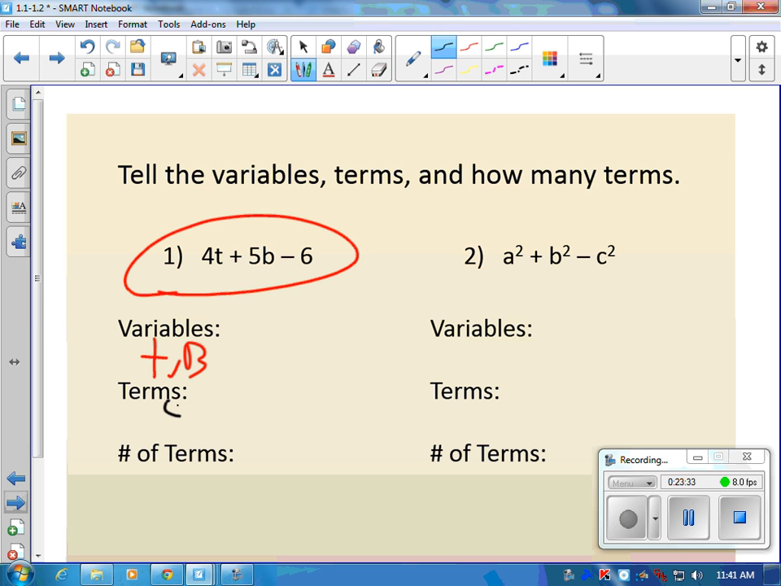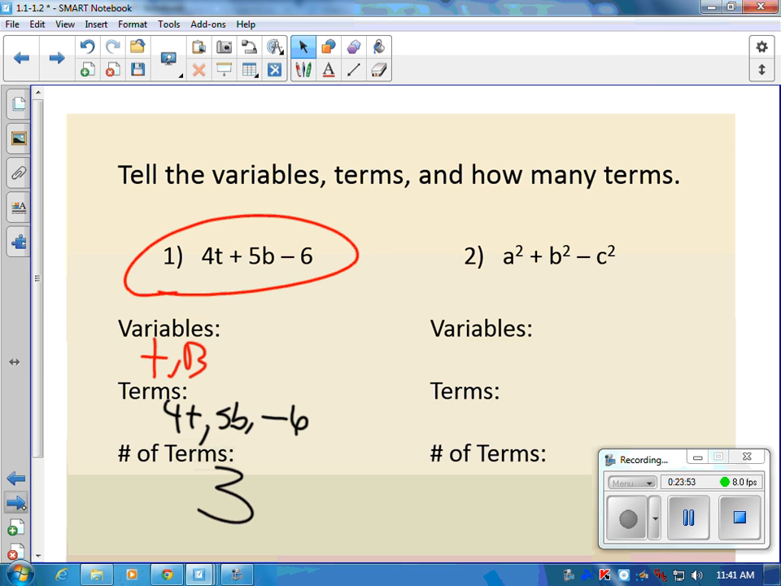It is a number, a variable, or the product of a number and a variable. There we go. Sign is important, and we want to make sure that we include everything. So Jason, how many terms do I have? 3. Make sure you get all of this information written down. We need to identify variables, identify the terms, and be able to say this is how many terms there are in this expression.